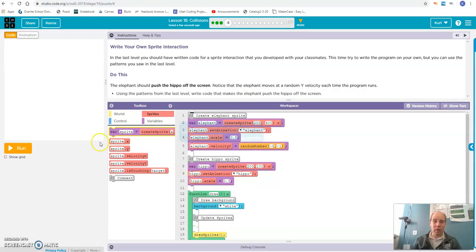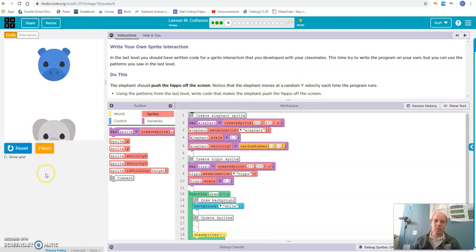So, puzzle 4, you're going to write your own sprite interaction. In the last level, you should have written code for a sprite interaction that you developed with your classmates. This time, try to write the program on your own, but you can use the patterns you saw in the last level. So the elephant should push the hippo off the screen. Notice that the elephant moves at a random y velocity each time the program runs. Using the patterns from the last level, write the code that makes the elephant push the hippo off the screen.